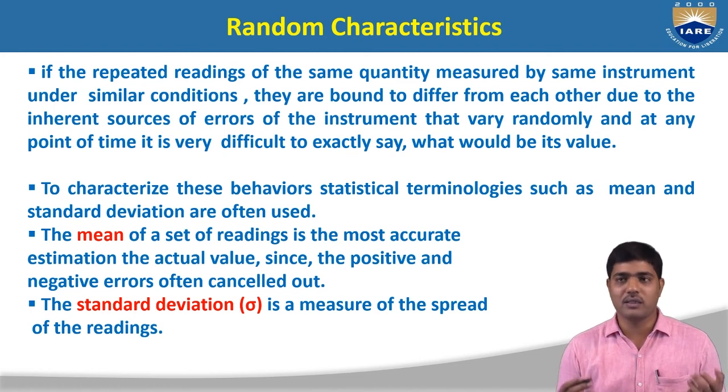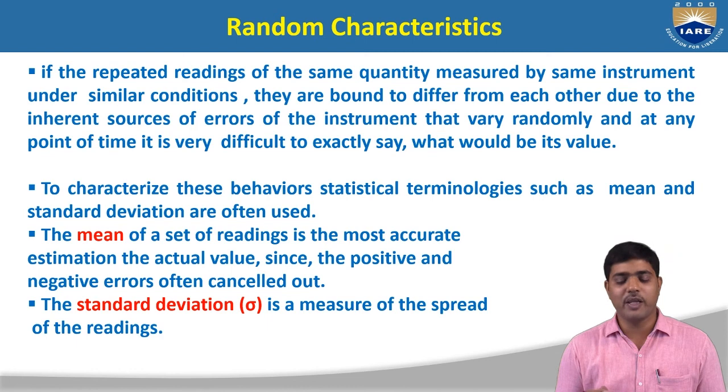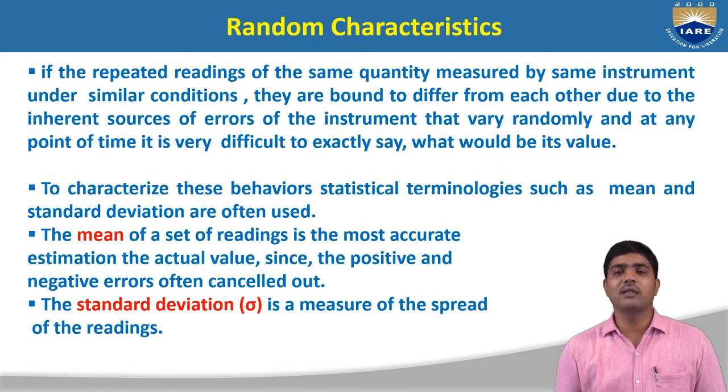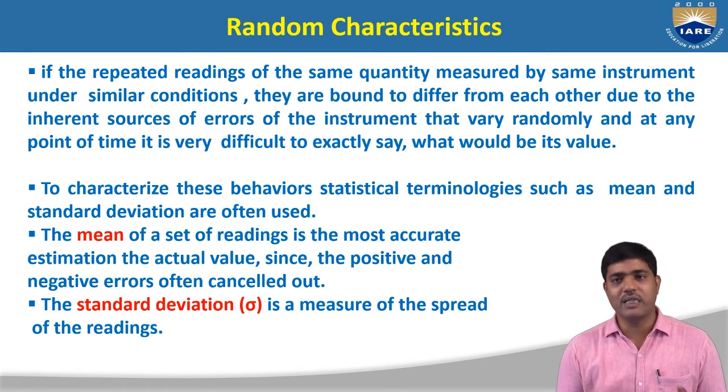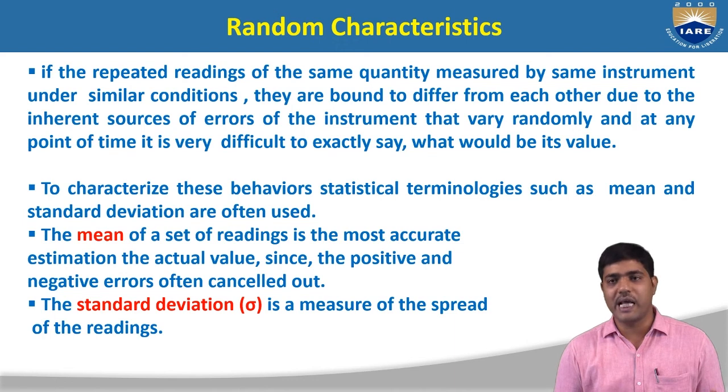So to find out the final value or exact value, you have to use some statistical methods. By applying statistical methods to these random values, you can find out the true value, or the deviation, or the error that takes place within the measurements. So here we are interested in studying the mean and standard deviation of this random data to analyze the random characteristics.